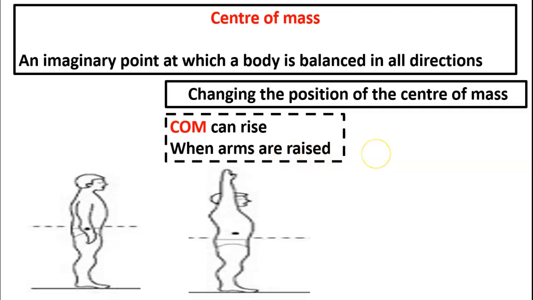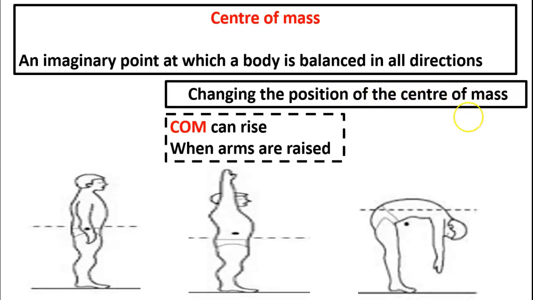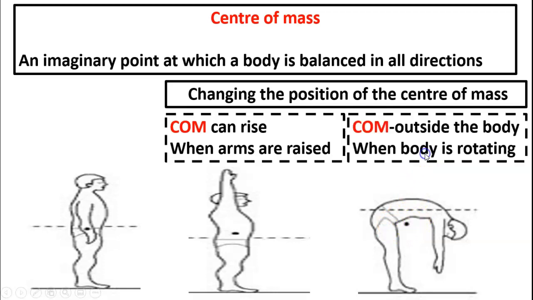The second way the position of the centre of mass can change within the human body is when we rotate forwards or backwards. What happens when we rotate forwards and backwards is the centre of mass comes outside of the body. So it doesn't actually remain inside the body, because if the body is to be balanced in all directions, it has to come slightly outside of the human body. So centre of mass can also change by coming outside the body, usually when the body is rotating forwards or backwards. I just want to put those in so we know what the definition is, but those are two slight changes that can take place.